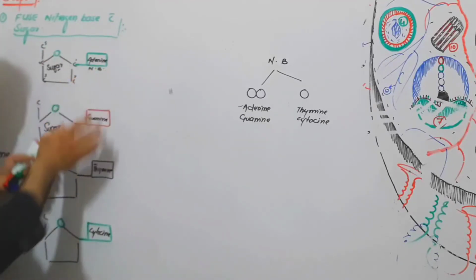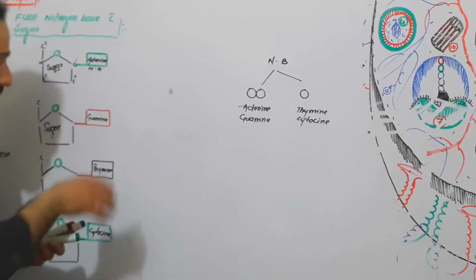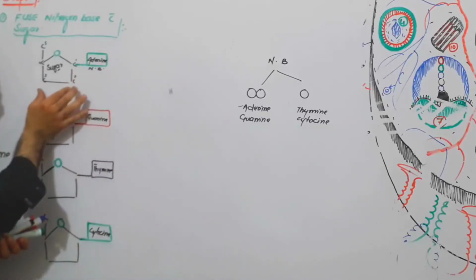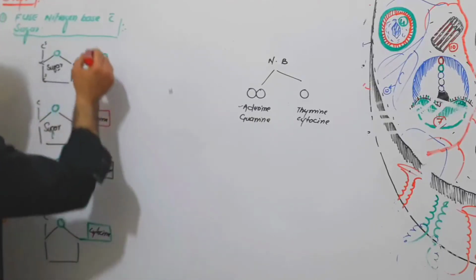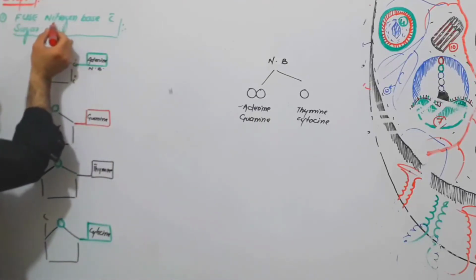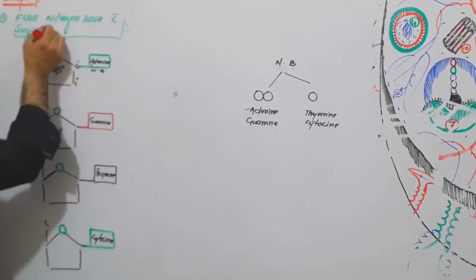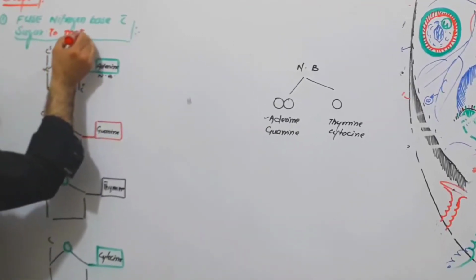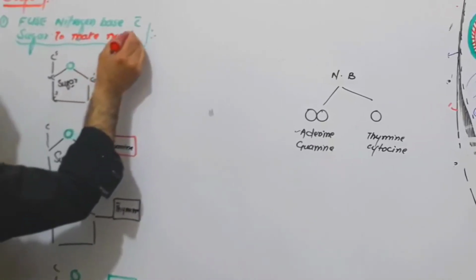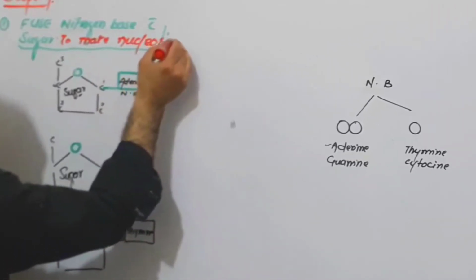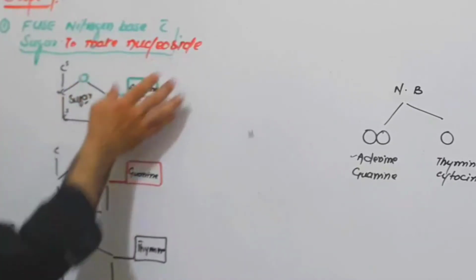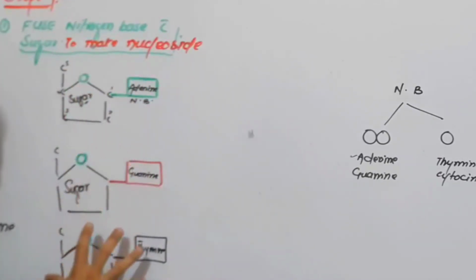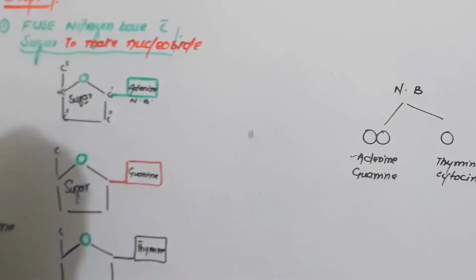So this molecule in which the nitrogenous base is combined with the sugar is called the nucleoside, right? So we say fuse nitrogen base with sugar to make nucleoside, not nucleotide, right? Look, so this is our nucleoside, this is nucleoside, this is nucleoside, and this is nucleoside, right? So what are the names of these nucleosides?